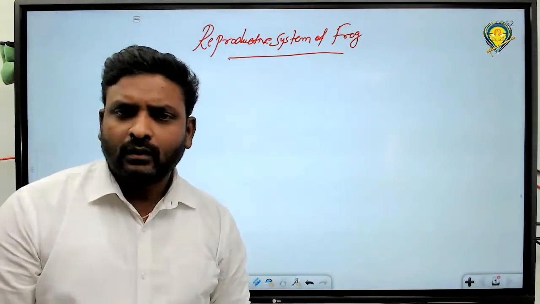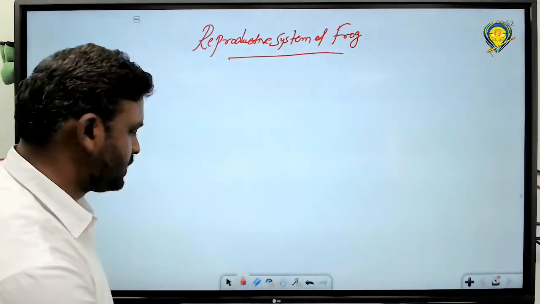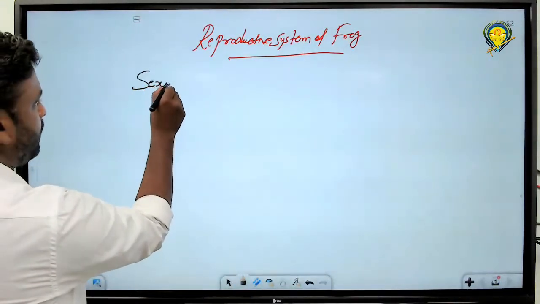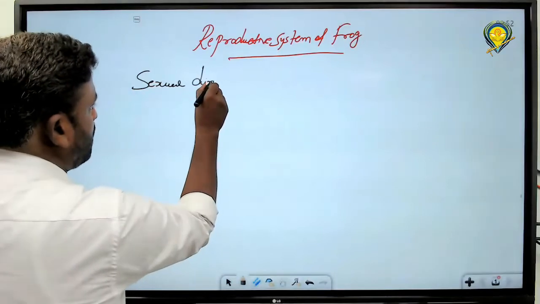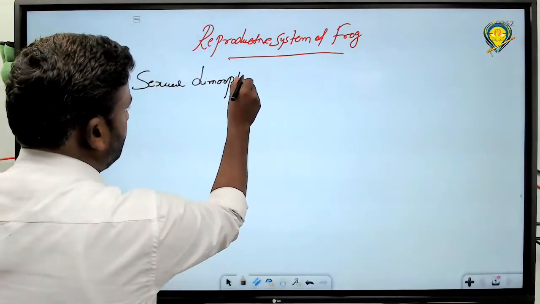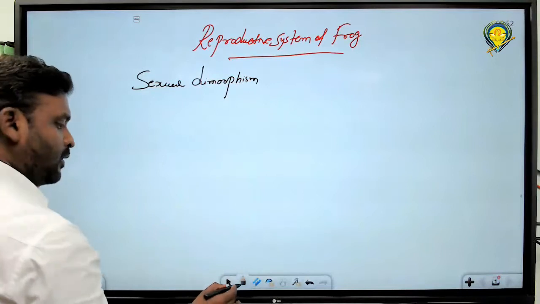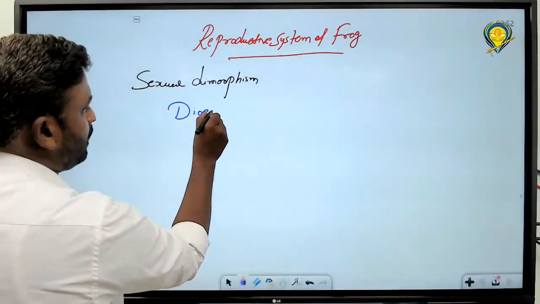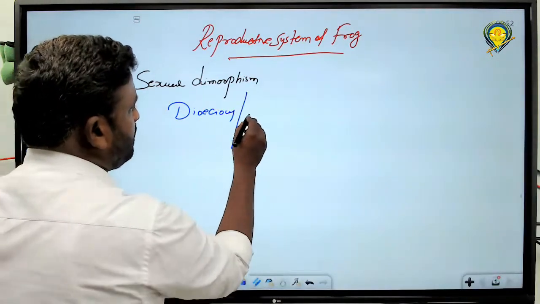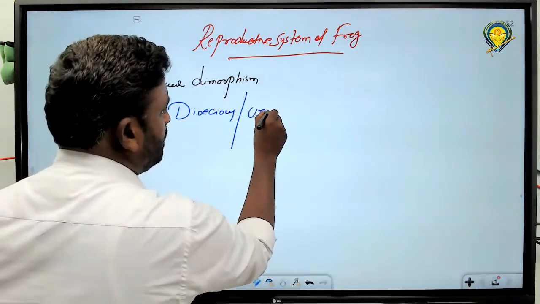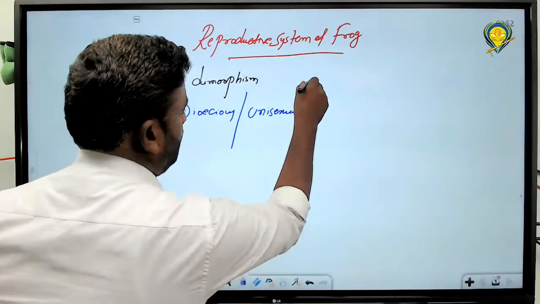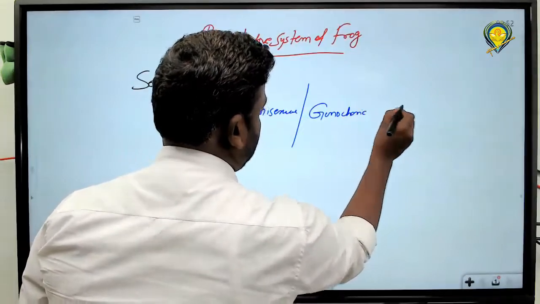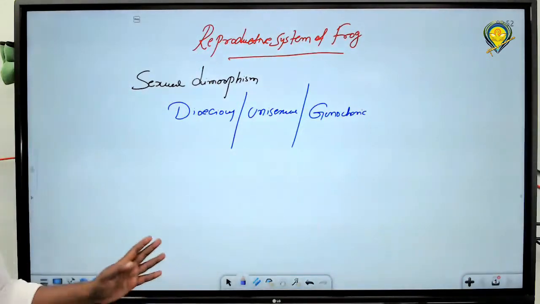Okay, students. Sexual dimorphism is there or not? First point you have, right? Sexual dimorphism. Dioecious or monoecious? Dioecious. Also said to be what? Unisexual or bisexual? Unisexual. Also called gonochoric, as it is not a hermaphrodite. Right? Good. We have to call it.